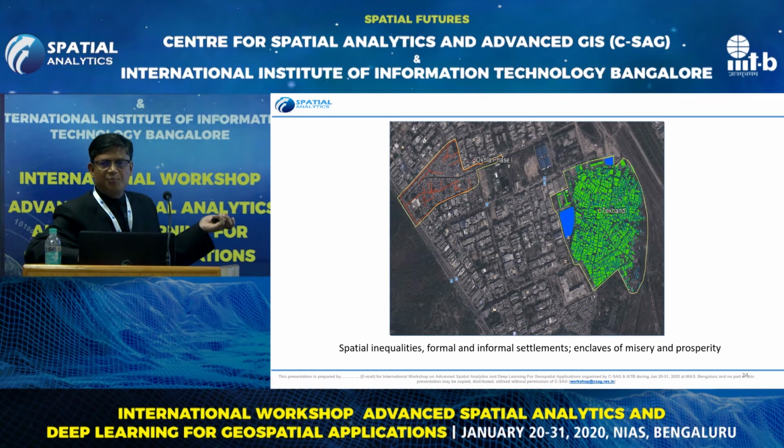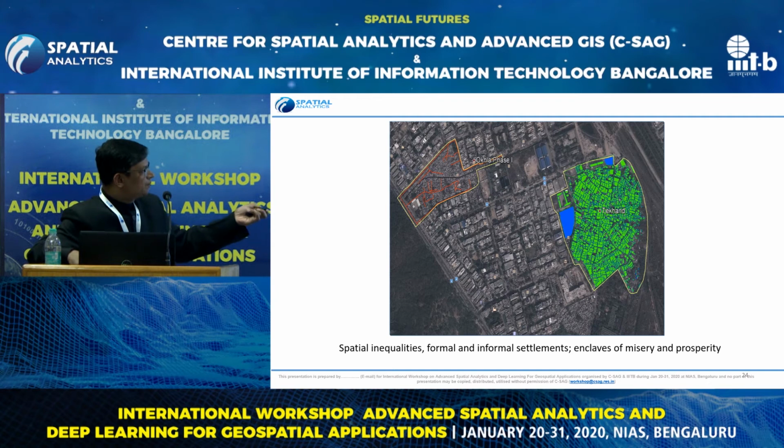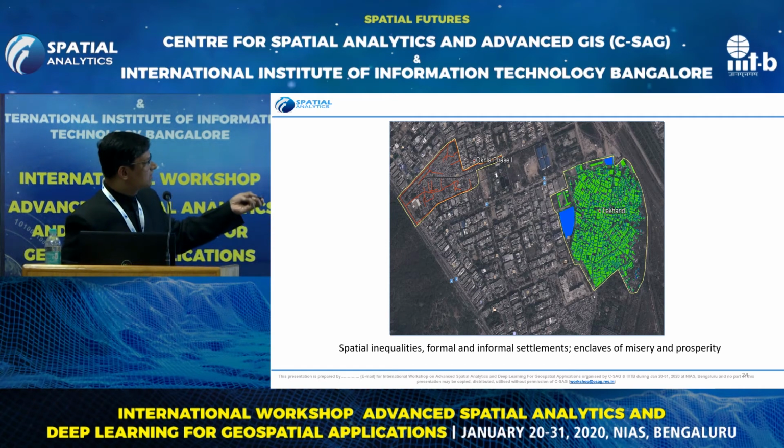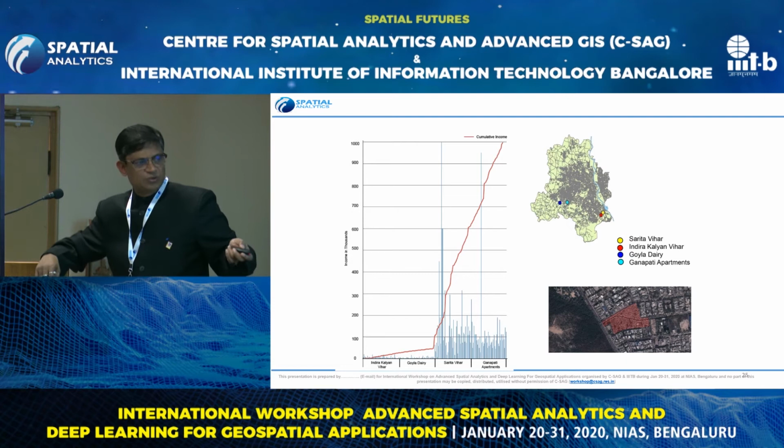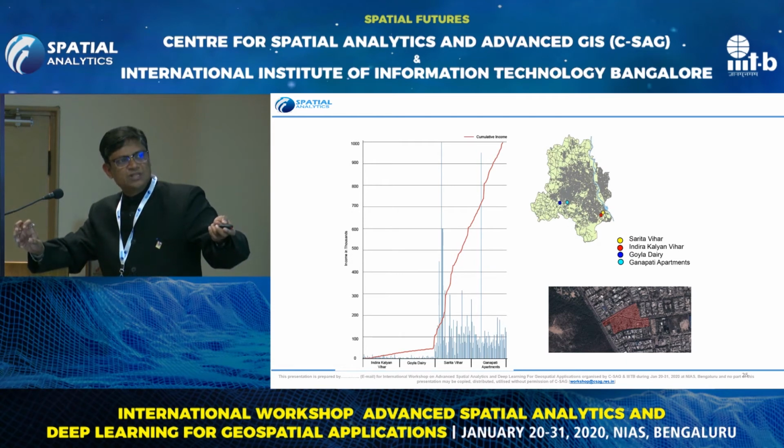This is one of the examples we studied near Delhi. If you are someone from Delhi, in South Delhi there is a place called Okhla, and at its periphery there is a big slum called Tekhand village. When you analyze it, you will see that very few people live near Okhla, that is Sarita Vihar, Indra Kalyan Vihar, and Goyla Dairy. Their income increases towards Sarita Vihar, and in these other places it decreases.